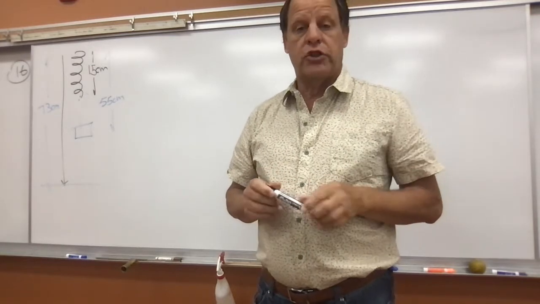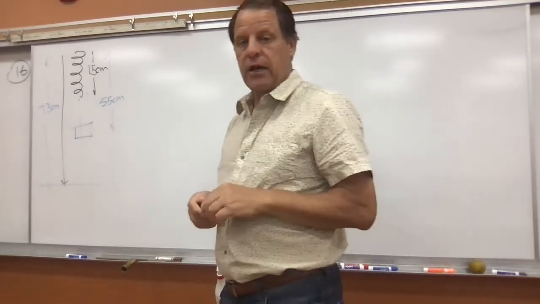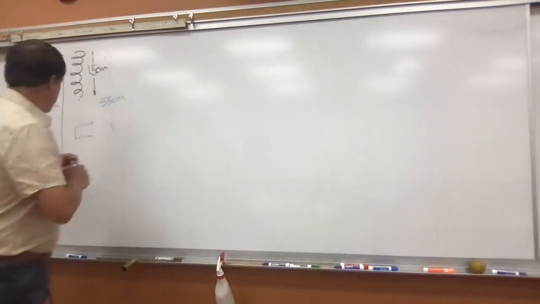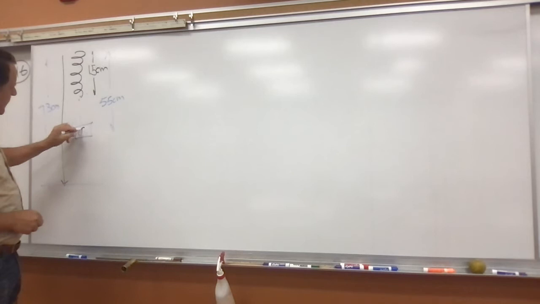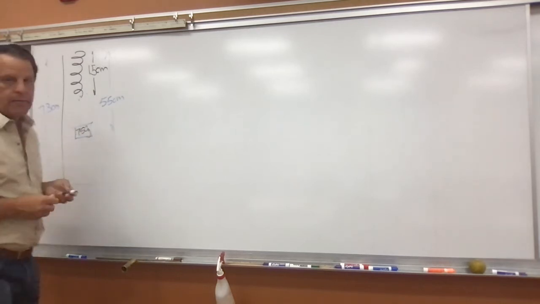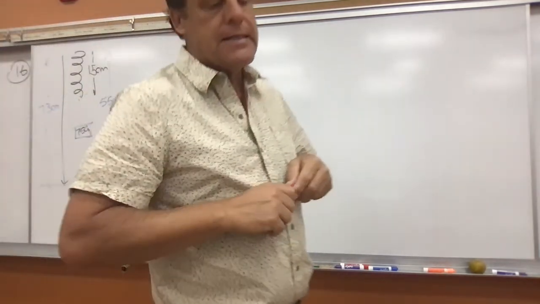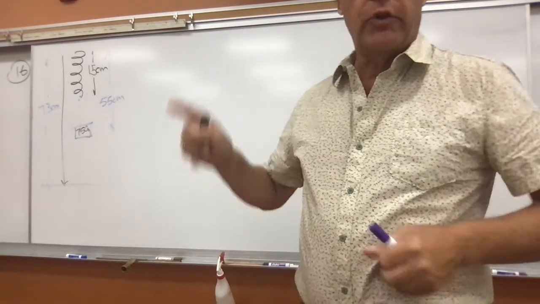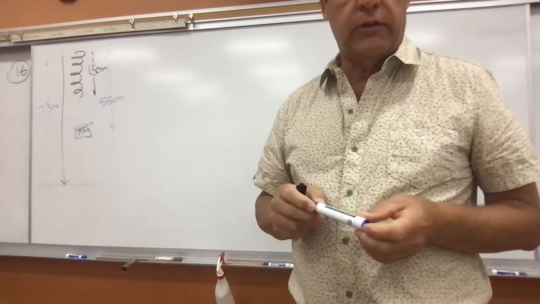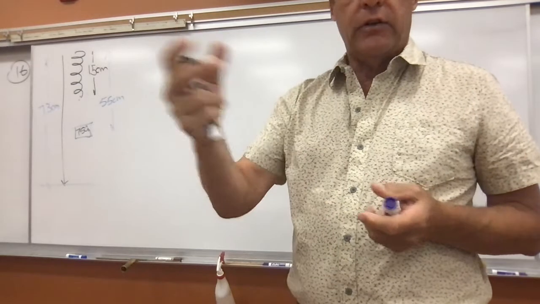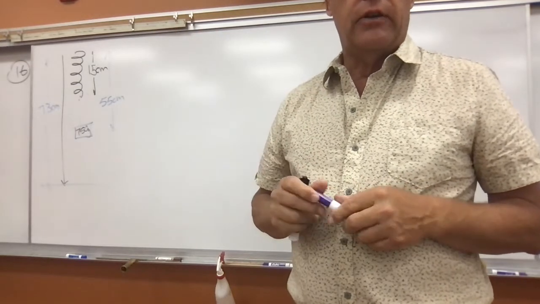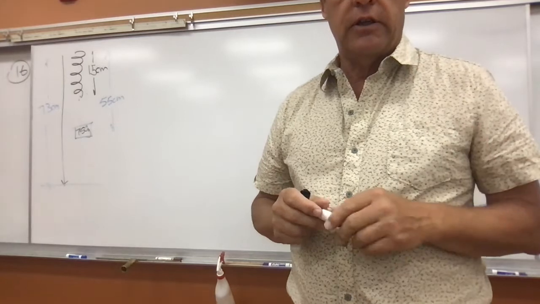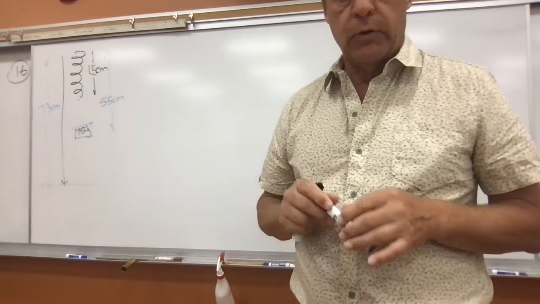So the first question is, what is the K constant? All right, so what we're going to do is put a 750 gram mass on the end of the spring. So the unstretched spring is 15 centimeters. And then when we hang the mass on there, it is going to go to 55, which means that it's stretched 40 centimeters. Okay.